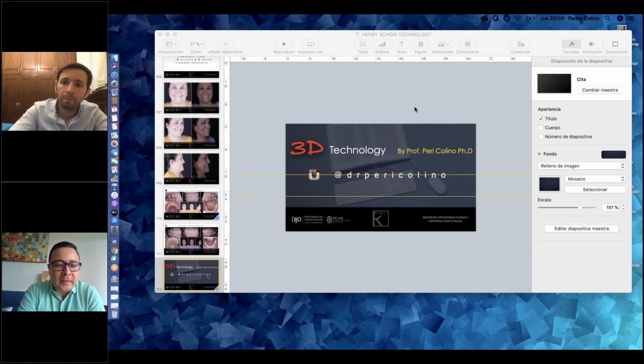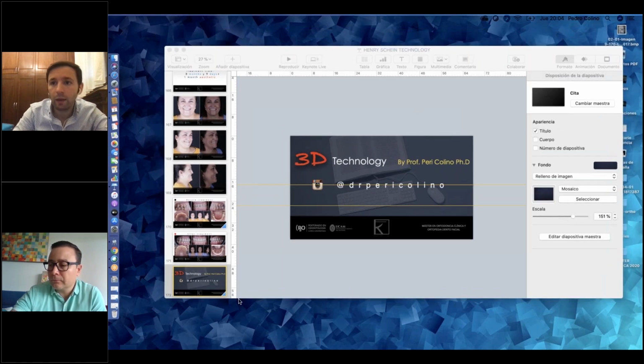Do you like SLX brackets or SLX 3D better? I prefer SLX 3D. Why? Because I'm going to put you a slice, and you are going to see in an easy way. Okay.